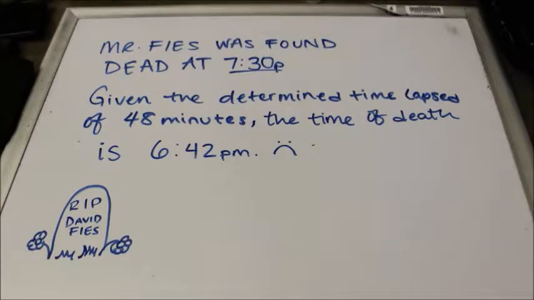To determine the approximate time of death, I subtracted 48 minutes, the time figured out from the previous step, from 7 hours and 30 minutes, the time of discovery, to find that Mr. Fies was in fact murdered at 6:42 p.m.